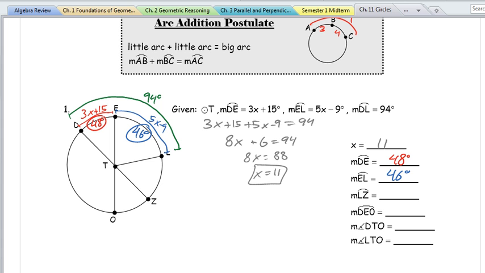Measure of LZ. Okay, now you got to think a little bit. LZ, we don't really know. But we do know that DZ, going around the entire arc there, is 180 degrees. That created a semicircle. So to figure out LZ, this is where we're going to say, okay, 180 minus 94 to get that leftover, that's going to come out to 86 degrees.